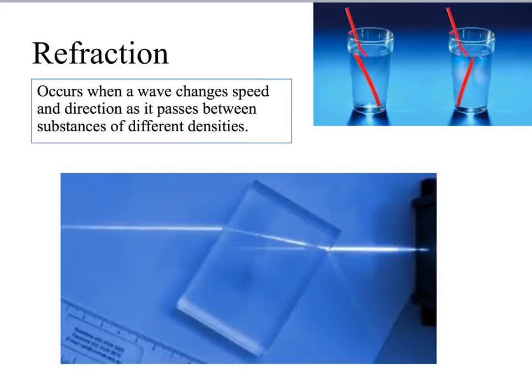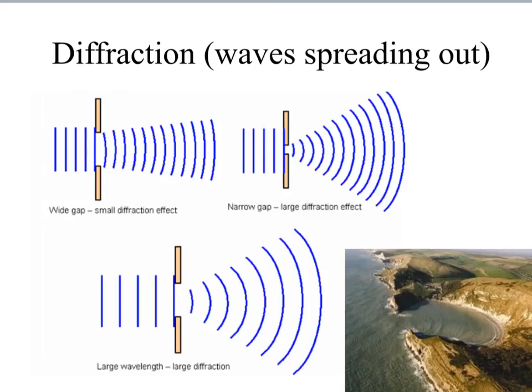The same thing happens, or the opposite happens, as the light leaves the glass block. It goes from a substance which is more dense to a substance which is less dense, the glass to the air. The light speeds up and it again changes direction. So all waves can be reflected, all waves can be refracted, and all waves can be diffracted.